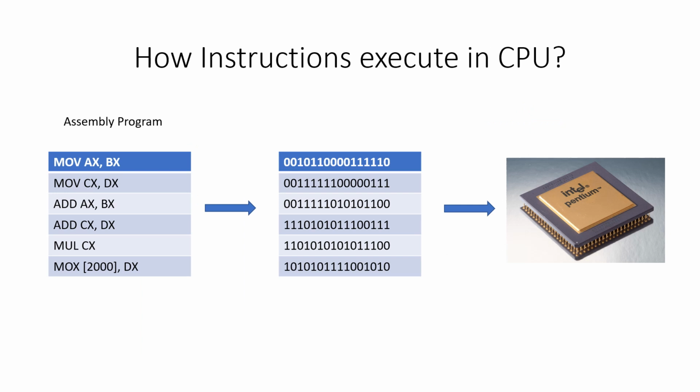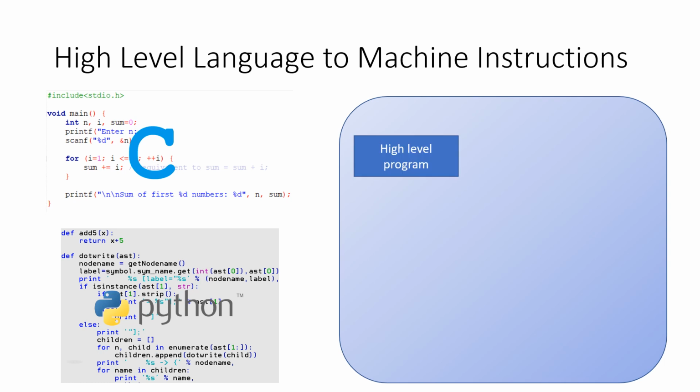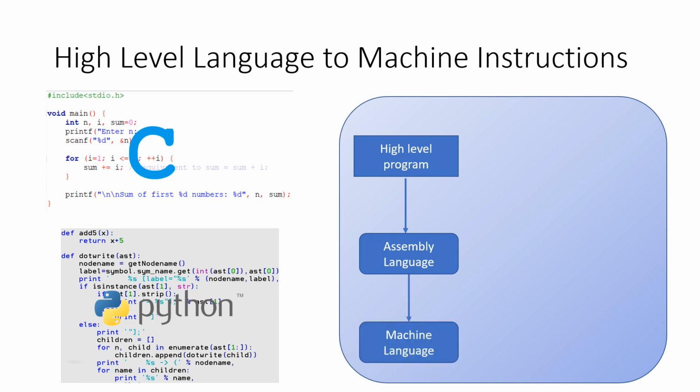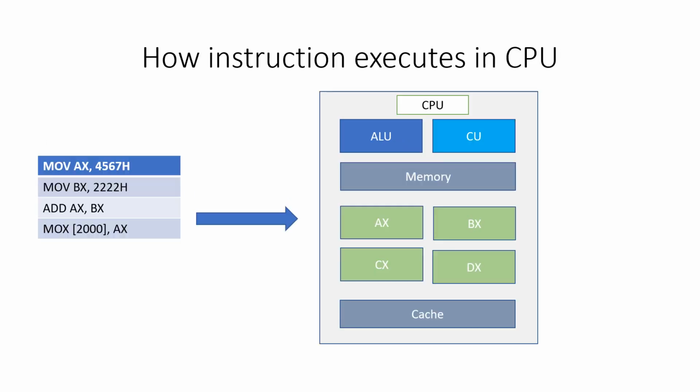So let's understand this high-level language to machine-generated instructions. Whenever we write an assembly program, this assembly program gets translated to machine level instructions. Whether we write a C program or a Python program, irrespective of any kind of high level language, the high level program gets converted to an assembly language program through an assembler, and from this we generate the machine instructions, which are then executed. These are the stages of creating the binary instructions that are going to be executed by the processor.